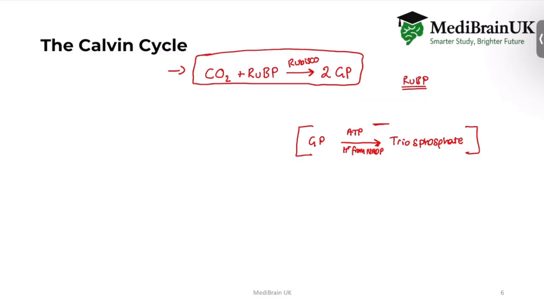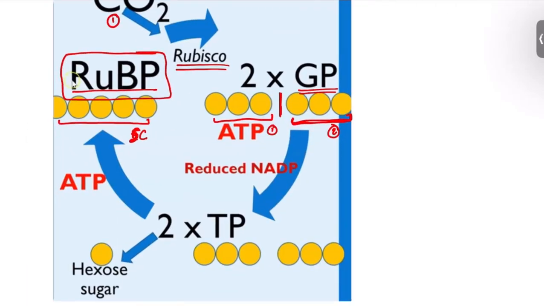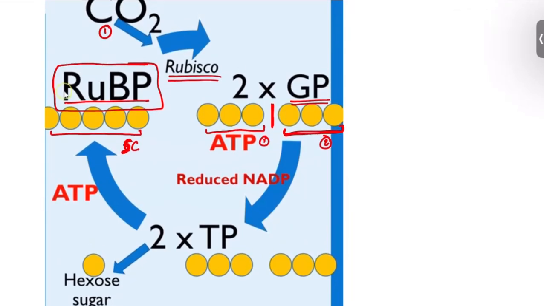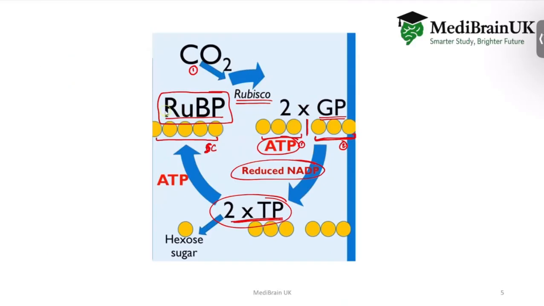So if we look back at the image over here, we've got two molecules of GP. Now, what happens to these two molecules of GP is that they are converted into two molecules of triose phosphate using ATP and reduced NADP. Okay, that's basically what's happening each time. ATP and reduced NADP are being used to form two molecules of triose phosphate. I know it says TP there, but ignore that. You just need triose phosphate.